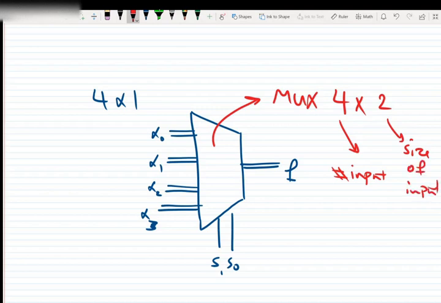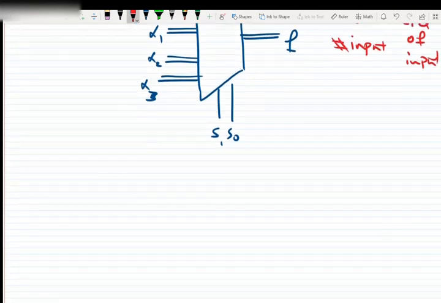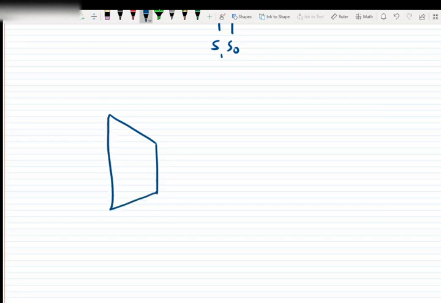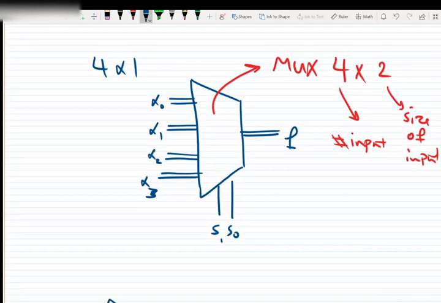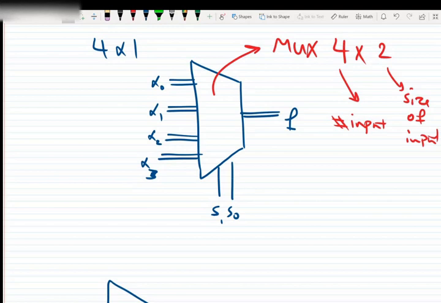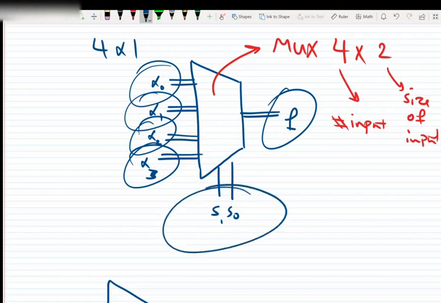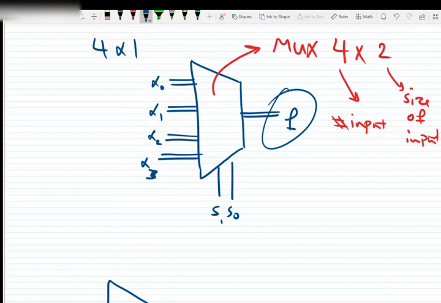So if we have another multiplexer here, let's say a multiplexer with 2 inputs. So we have S0. By the way, let me say something. Also, X0, X1, X2, X3, and F are 2 bits. But S1 and S0 are still each 1 bit because they are just control inputs. Okay, they are not data.